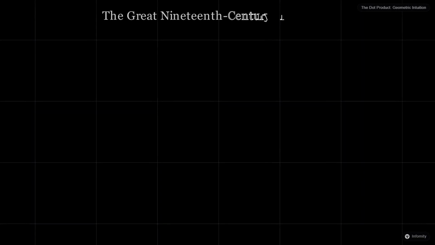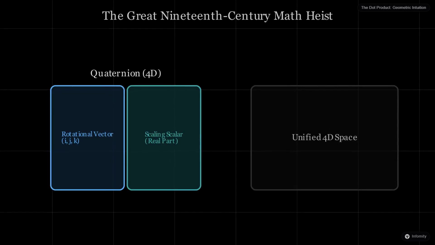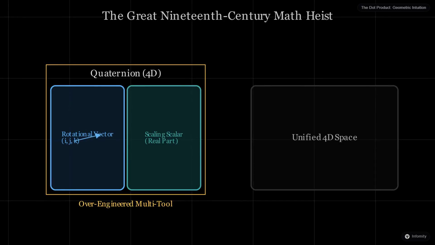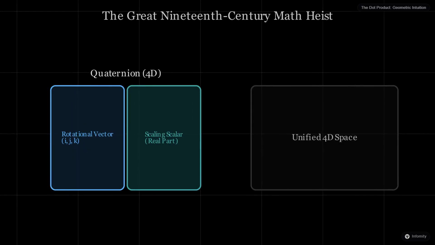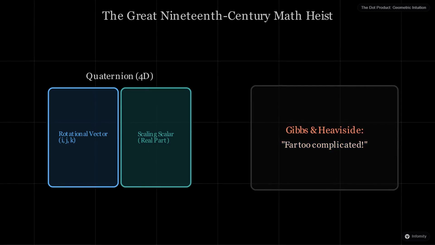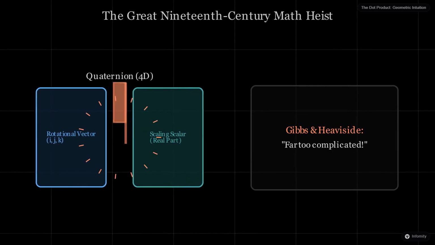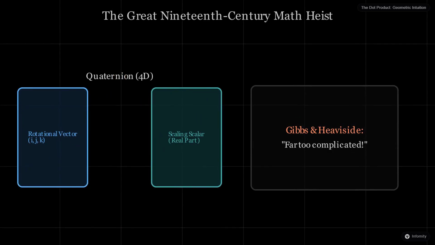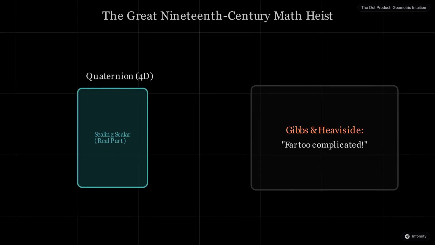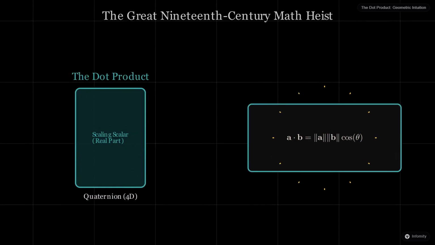In the late 1800s, mathematicians struggled with complex four-dimensional quaternions. Think of quaternions as an over-engineered multi-tool containing rotational and scaling functions. Physicists Josiah Willard Gibbs and Oliver Heaviside found this far too complicated. Now here's where it gets interesting. They literally chopped this tool in half. They discarded rotational parts and isolated the pure directional scaling part. This simplified scalar piece became the dot product.